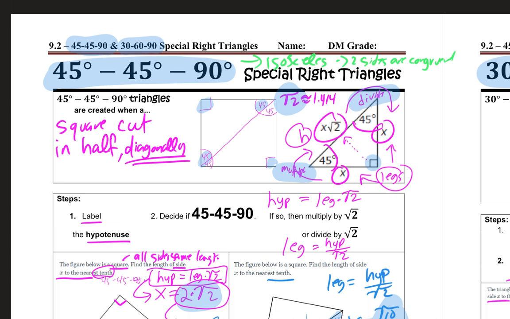So if it's a square, we know all the sides are the same. If this one's x, that means that has to be x, so they're both congruent. If we cut it with a diagonal, it'd be a 45, 45, 90. The main thing is the length of the legs are going to be the same because they're congruent, but the hypotenuse is going to be whatever the leg is times the square root of 2. So if you're going from a short to a long, you're going to multiply. If you're going from a longer to a short, you're going to divide. Okay, so that's the main thing on that.